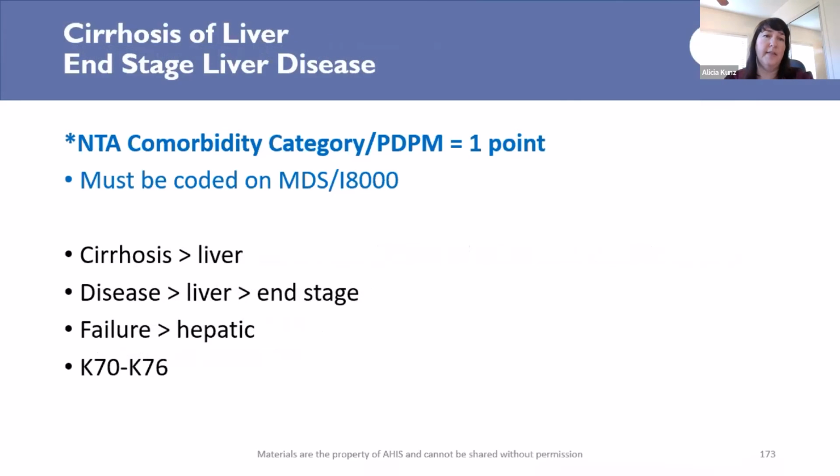Cirrhosis of the liver, end-stage liver disease will also get you 1 NTA point. And these codes would have to be on section I-8000 of the MDS. So these are your codes from case 70 to case 76.